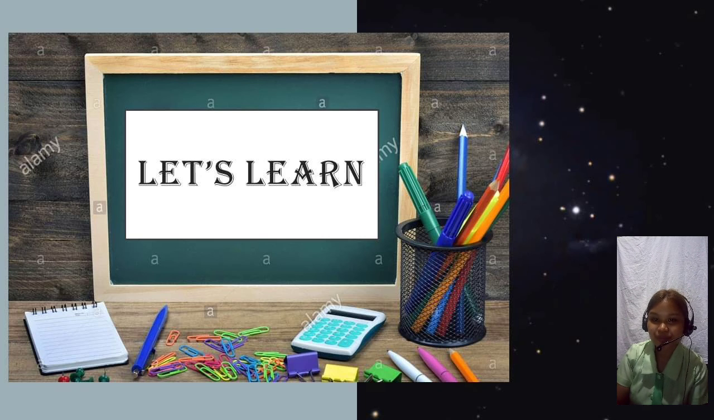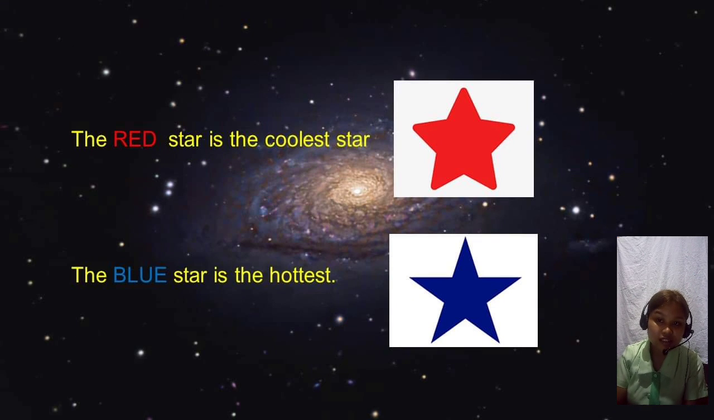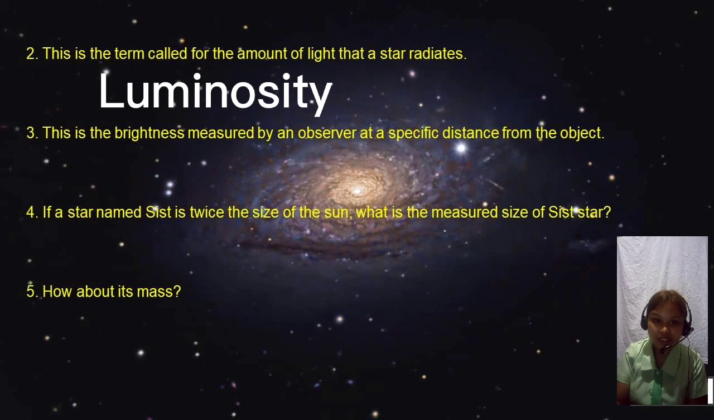Number 1. Which star is hotter, and which star is cooler? Anyone from the class? Yes, Miss Leia? Okay, you're correct. The red star is the coolest star, and the blue star is the hottest. Let's proceed to the second one. This is the term for the amount of light that a star radiates. What is it? Anyone from the class? Yes, Mr. Brian? Yes, that's correct. It is luminosity.